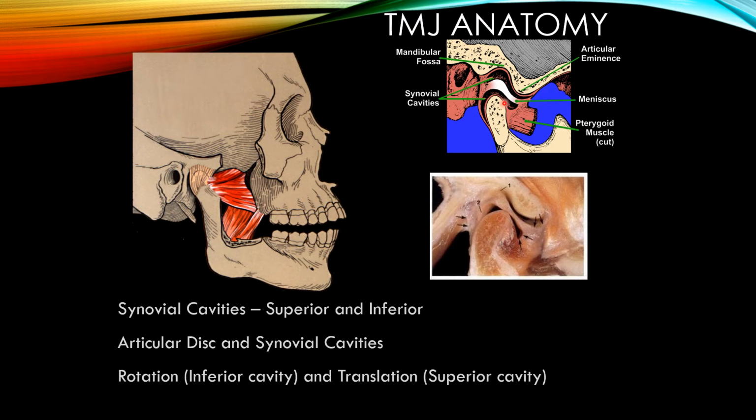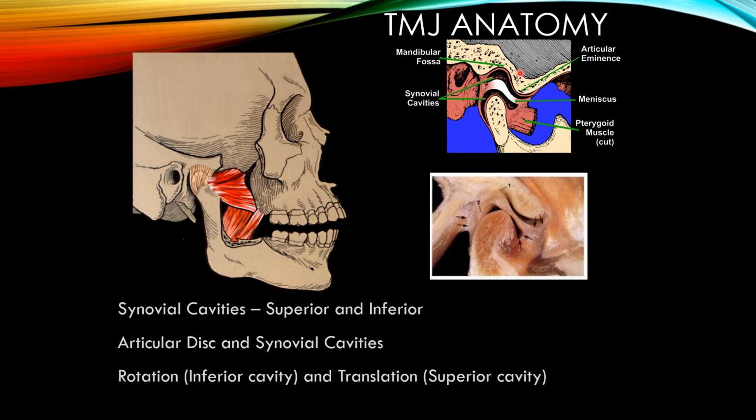If we open our mouth more than 20 millimeters or 2 centimeters, that is, if we attempt mouth opening beyond that, there will be translatory movement. It means the condylar head will slide or glide down the articular eminence, and this sliding or gliding movement is known as translatory movement, and this translation takes place primarily in the superior cavity.